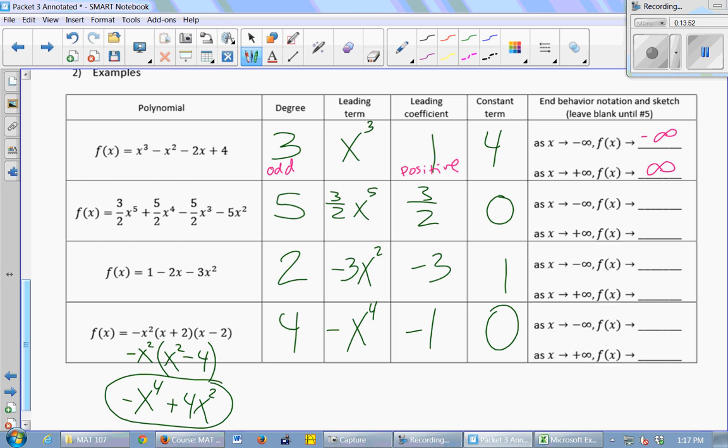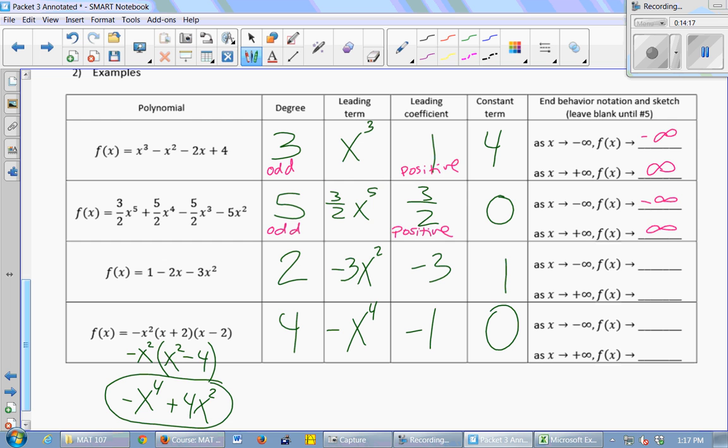How about this next one? What's its end behavior going to be? Leading coefficient is positive, the degree is odd, so it's going to be the same as the last one. Okay. How about the third example?